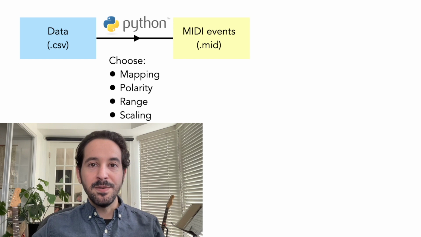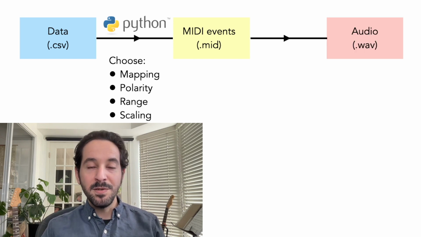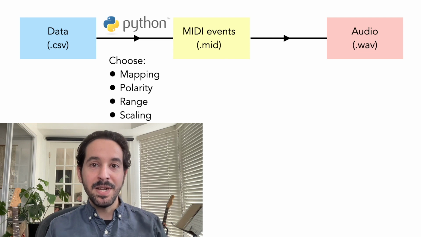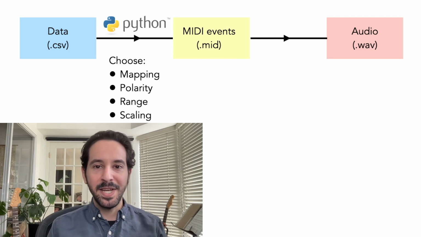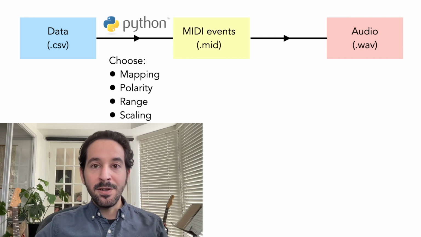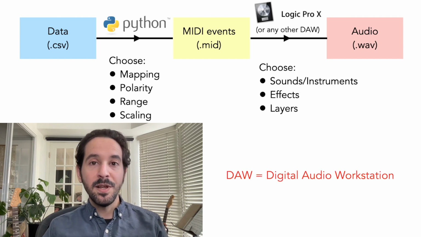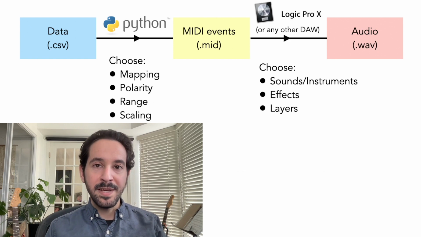Once you've got your musical notes encoded in this MIDI file, what we want to do eventually with that is hear it. We want to turn it into audio. That could be as a WAV file or as an MP3 file at the end of the chain. To do that, all you have to do is load the MIDI file in a digital audio workstation, or a DAW. I'm going to use Logic Pro X, but there's several other options. Ableton and GarageBand are popular, and there's also options that are available for free online.